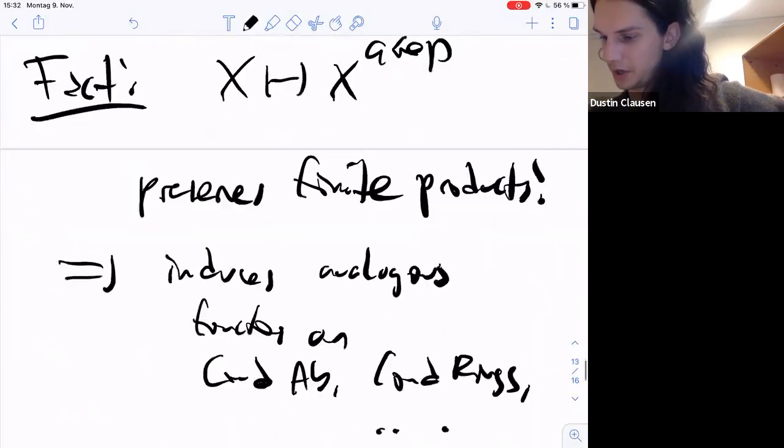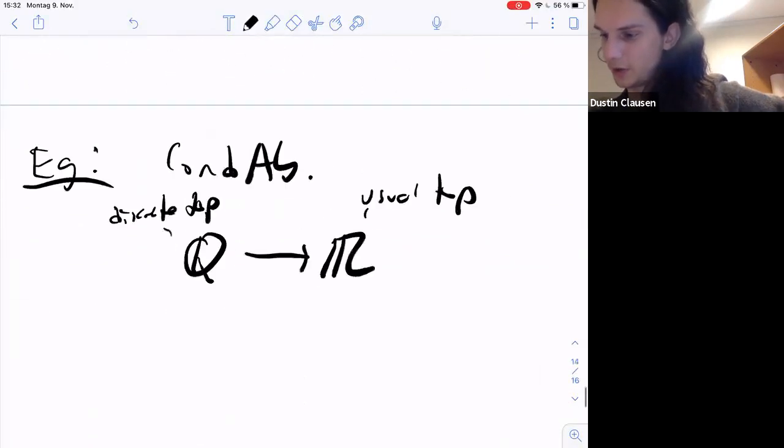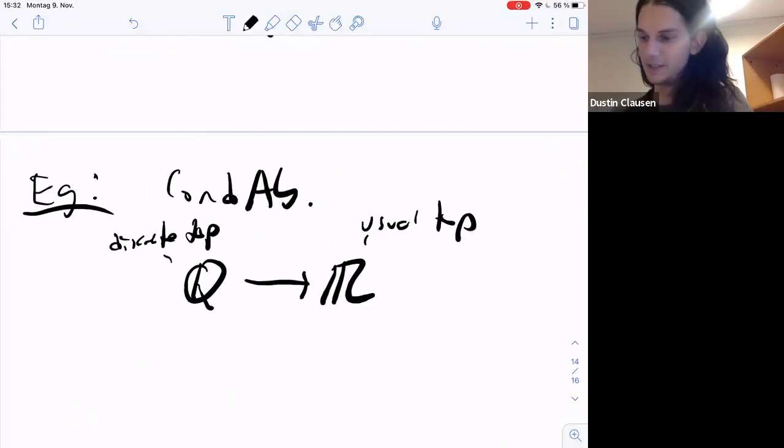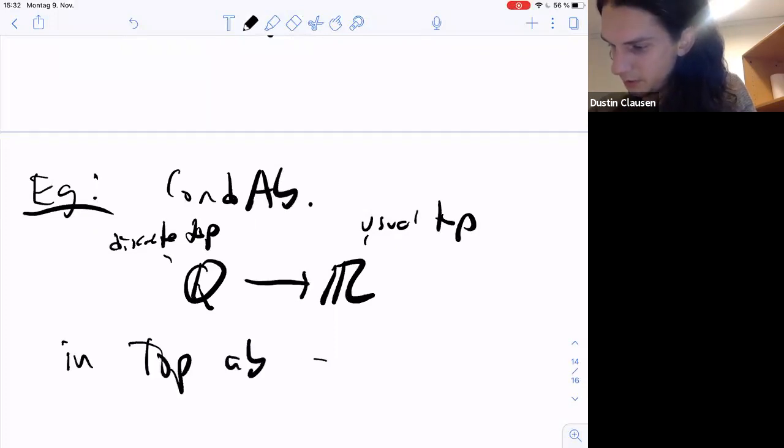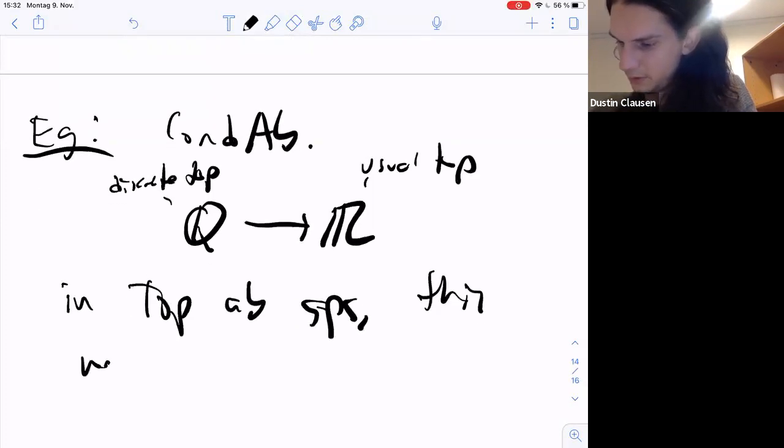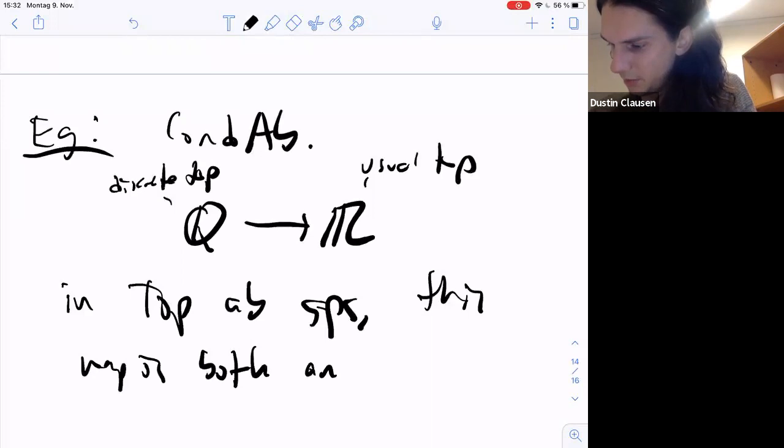But the virtue of working in this new context is that you have these good categorical properties, but it does come at a price. So let's look at this map here. If we were doing this in topological abelian groups, this map is both a monomorphism and an epimorphism.